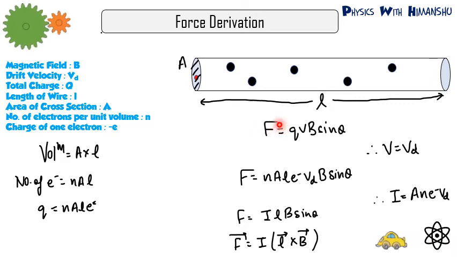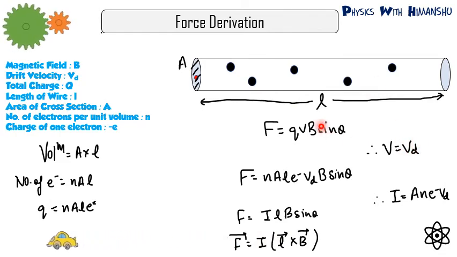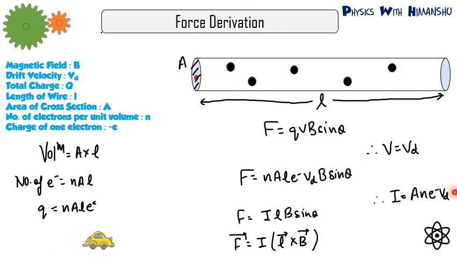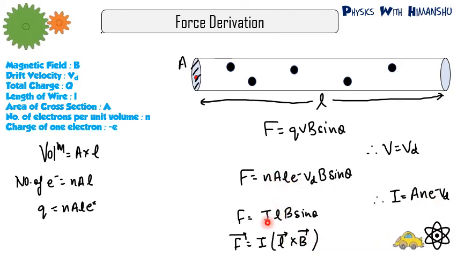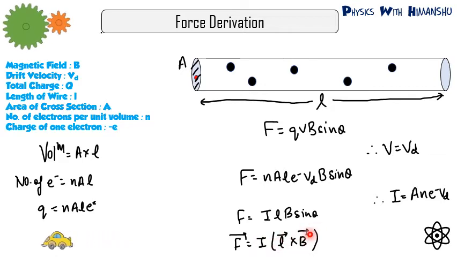Okay. Now the force on a charge is QVB sine theta. We know that in a wire, electrons move with an average velocity called the drift velocity. So in place of V, I will put Vd. In place of Q, I'll put nALe. And B sine theta stays as B sine theta. Now we have already learned in current electricity that I is equal to nAeVd. So in place of nAeVd, I'll put I. So the force will be ILB sine theta, and in vector form, I'll write the formula for force as F equals I L cross B, where F is the force on the wire, I is the current in the wire, L is the length vector, and B is the magnetic field vector.